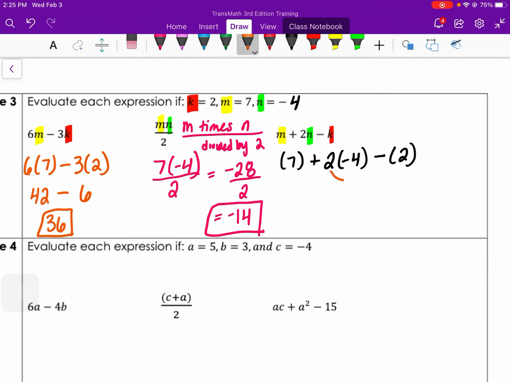Then follow your order of operations. So do the multiply first, which would be 2 times -4 would be -8. So then we have 7 plus -8 minus 2. Then from left to right with addition and subtraction. So 7 minus 8, or 7 plus -8 would be -1 minus 2. -1 minus 2 is the same thing as -1 plus -2. And then -1 and -2 make -3 total.